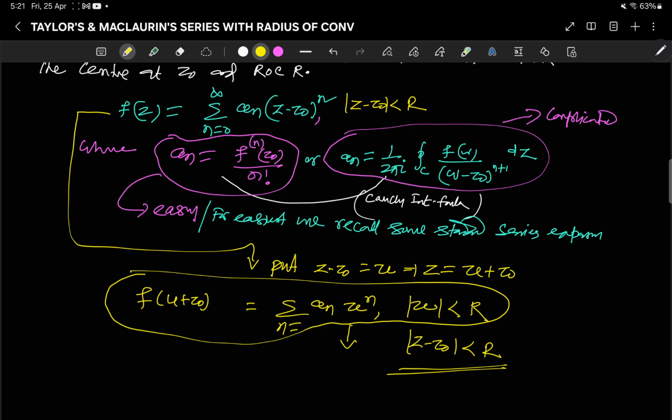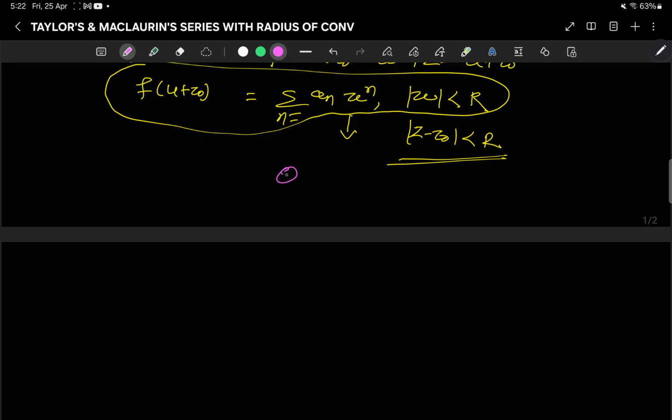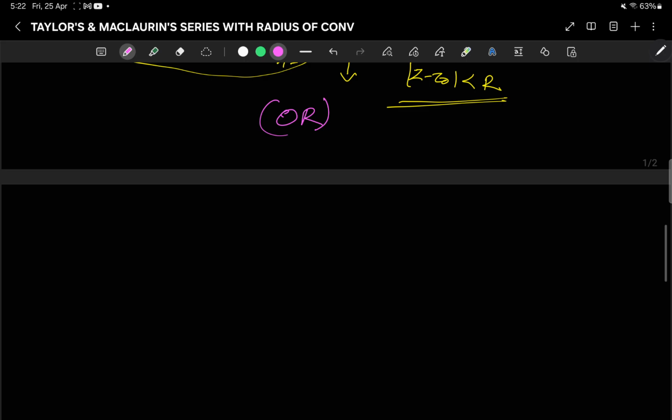Right, where u is my this. Clear? So in this approach, this standard series expansion can be used. If I bring back the center to origin with the variable u. Okay. Now I can rewrite this statement in a simple way.